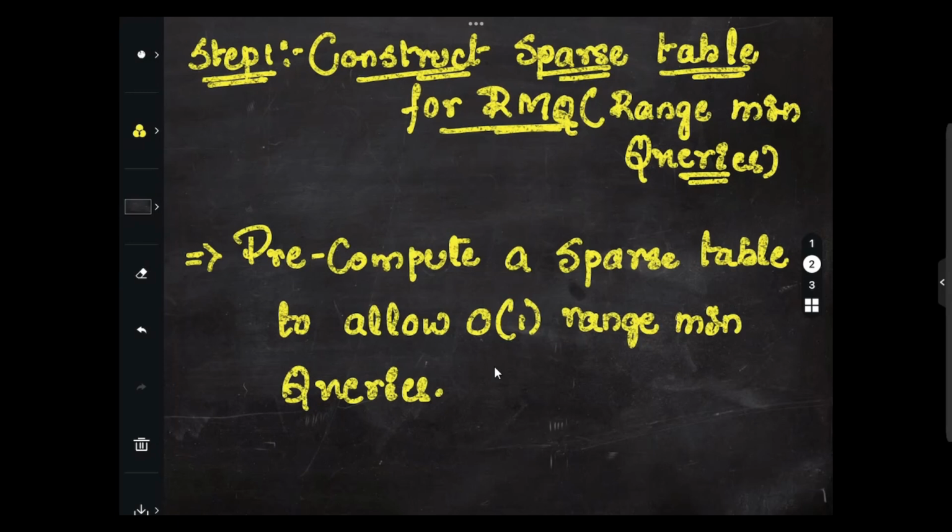So the first step here is to construct the sparse table for the range minimum queries. Let's construct the sparse table for range minimum queries. What we will do here is pre-compute a sparse table to allow big O of 1 range minimum queries. Why are we pre-computing this sparse table? Basically, it allows big O of 1 range minimum queries, right? That is the reason we'll go with this, and mainly that is the only reason we are going with the sparse table.